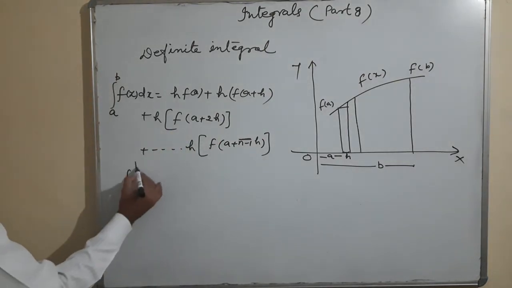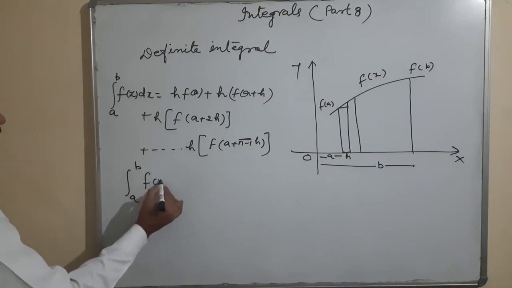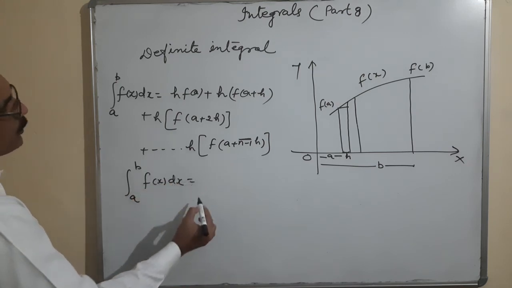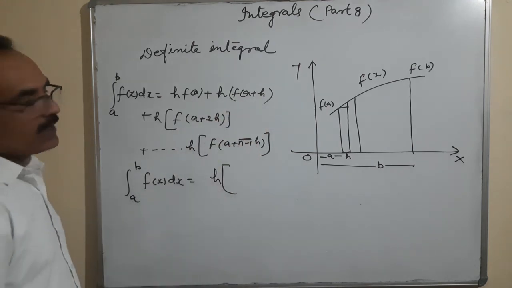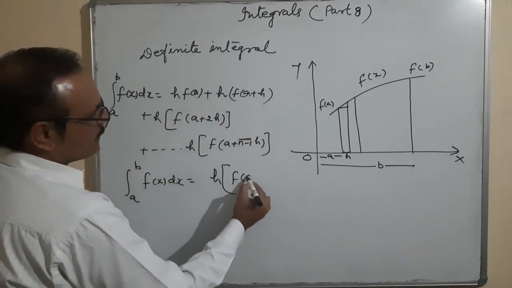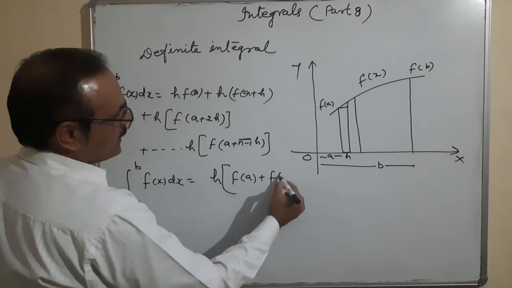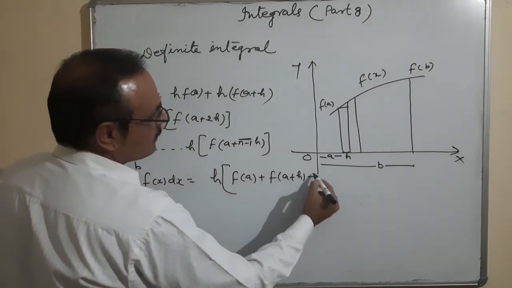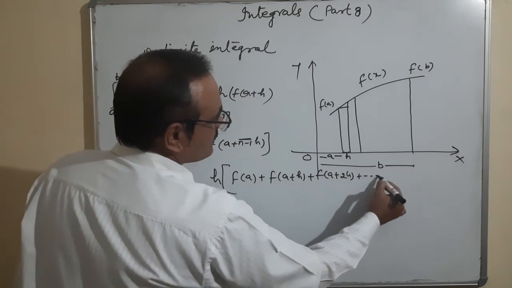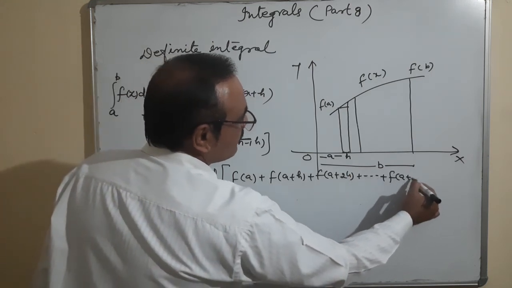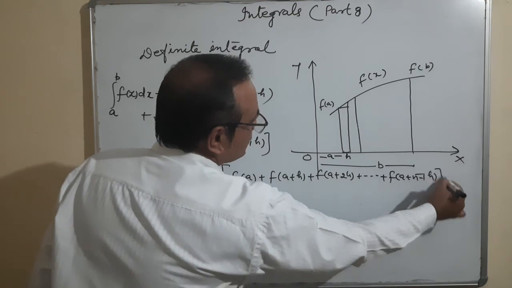Integral from a to b of f of x dx is equal to, if I take h common because h is coming in each and every term, so that is what? h times f of a plus f of a plus h plus f of a plus 2h plus dash dash plus f of a plus n minus 1 into h.